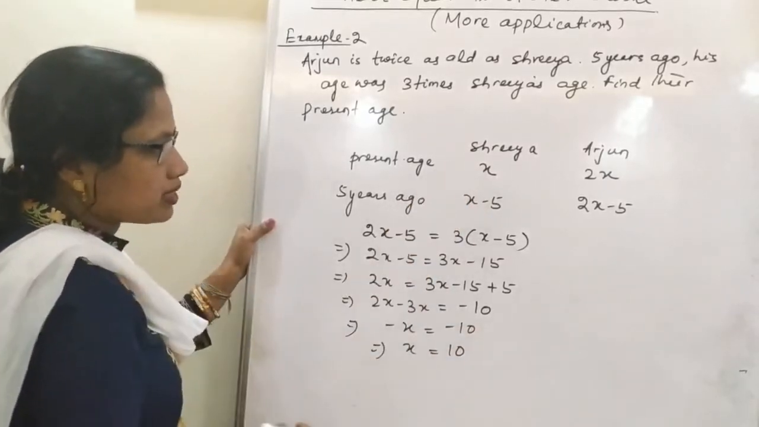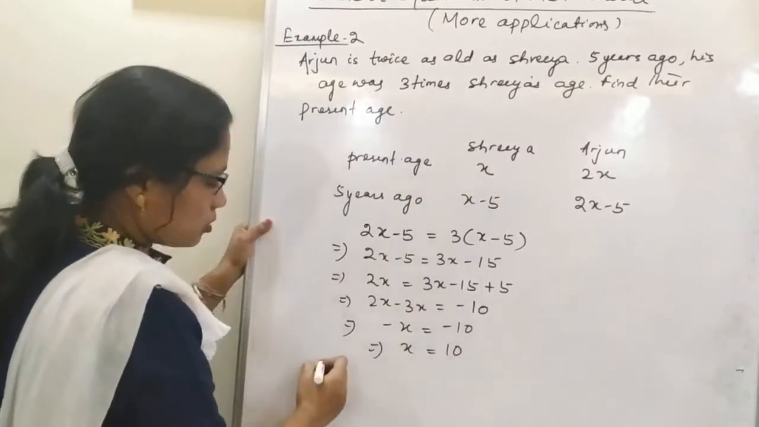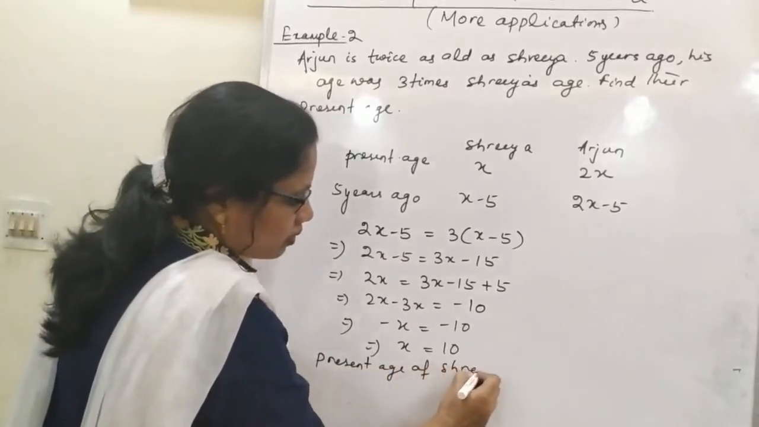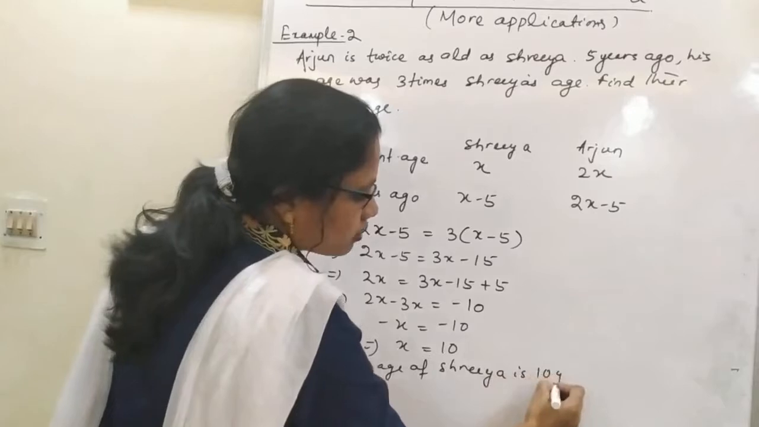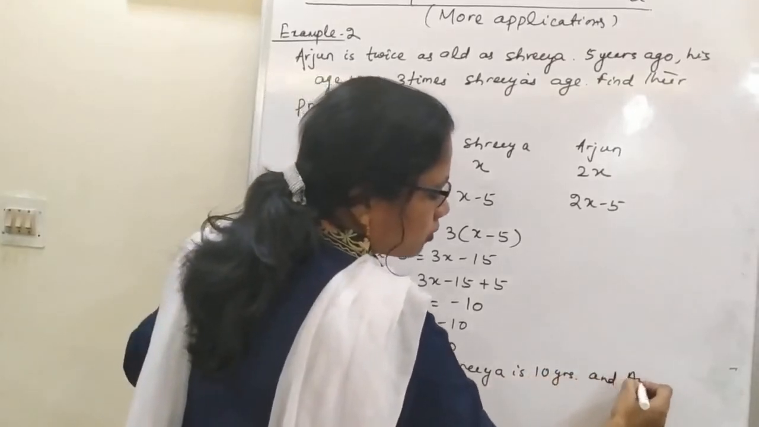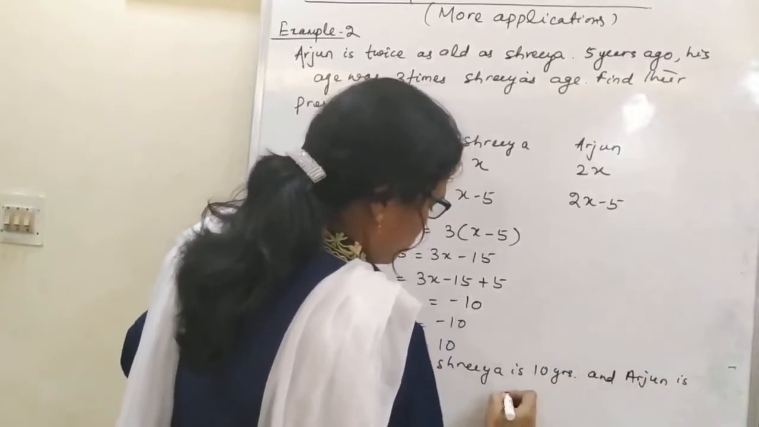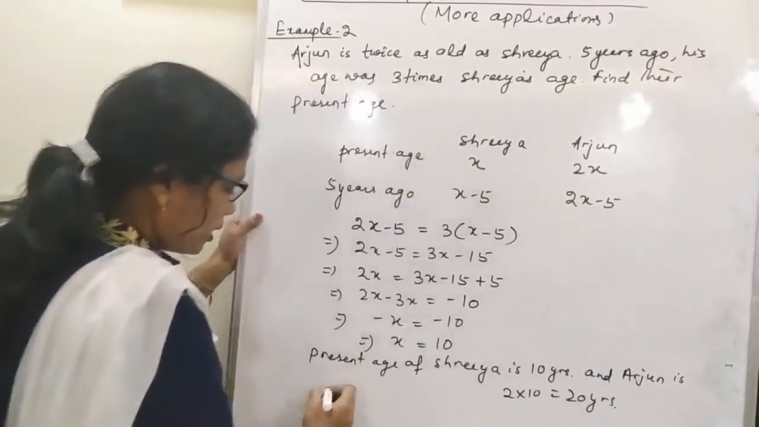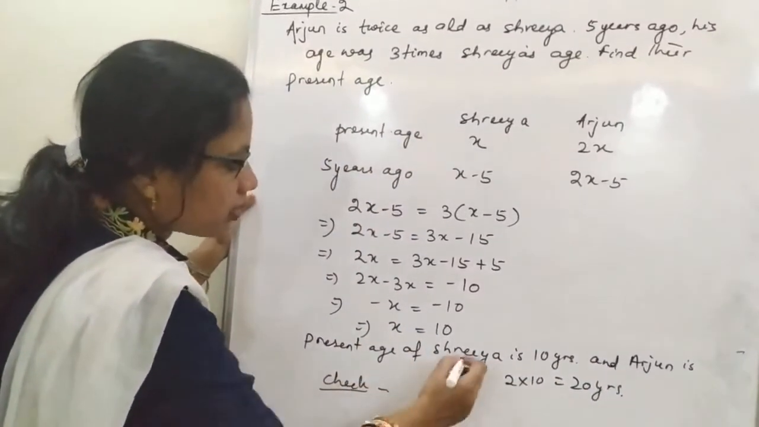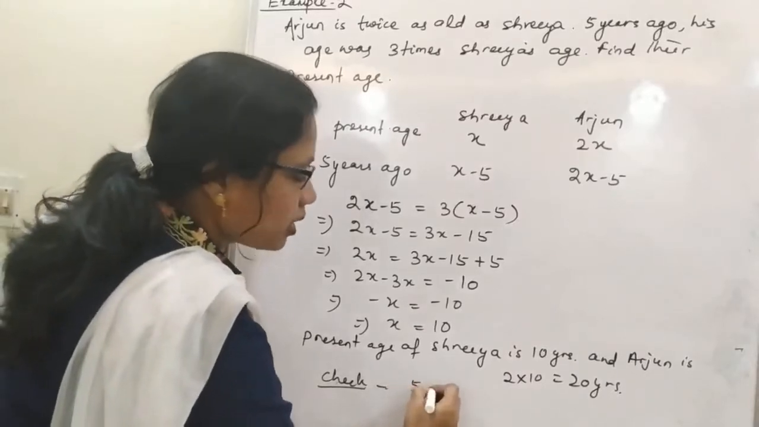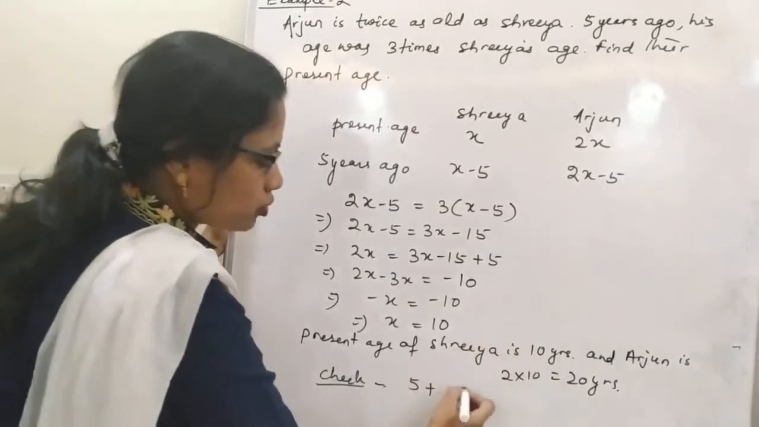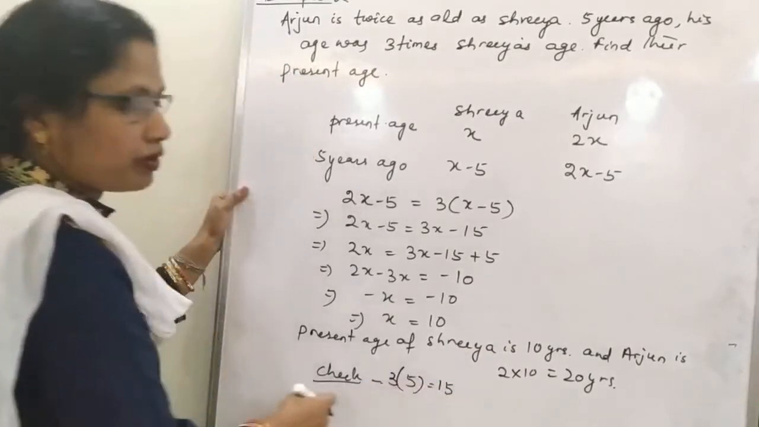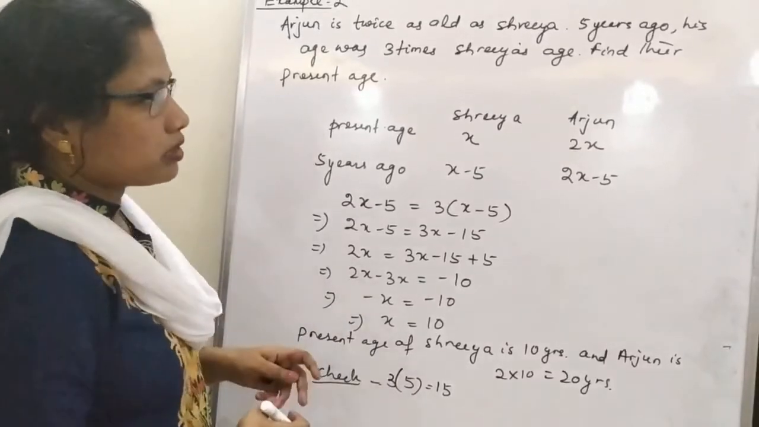So what have we taken as x? x is Shriya's present age. So the present age of Shriya is 10 years, and Arjun is twice of 10, that is equal to 20 years. We can check: 5 years before, Shriya's age was 5 years, and Arjun's age was 15 years, and 3 multiplied with 5 is equal to 15. So in this way you can solve.